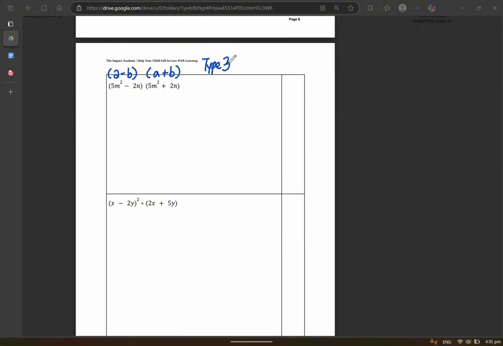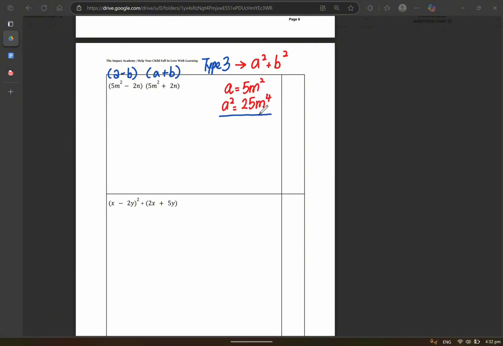So what I will do first, I will write it at the side. For type 3, since they have given us brackets, we are going to change it to no bracket, which is a squared plus b squared. This is what I want. Do you understand? So what's my A? My A is actually 5m squared. Make sense? My A squared is actually equal to 25m to the power of 4. Does that make sense?